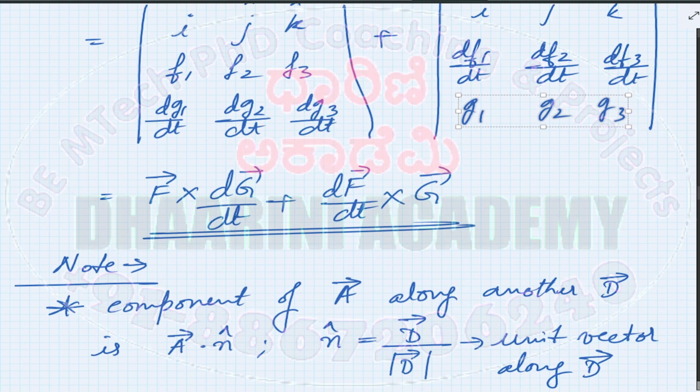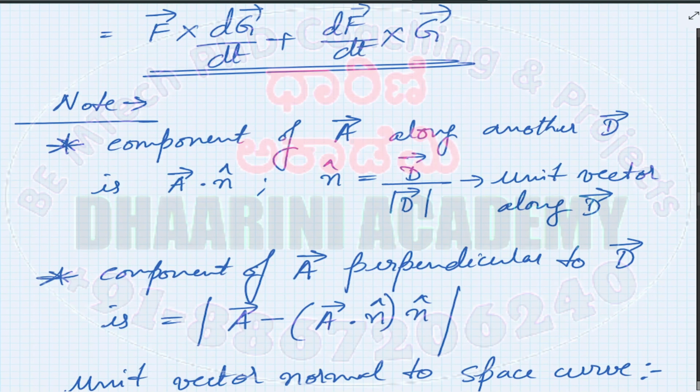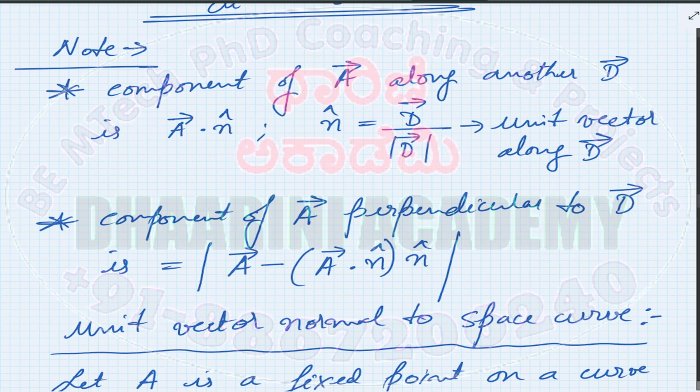After that we saw some of the important concepts which we already have studied in the basics, but we want to apply those concepts when we solve the problems in this chapter. So that's why I gave it as a note. The first note point is, you have a vector A and you have another vector D, but now our intention is to find out the component of that vector A along another vector. So that is the basic idea and the concept. A dot n cap is the answer, where n cap is given by vector D divided by the magnitude of that vector.